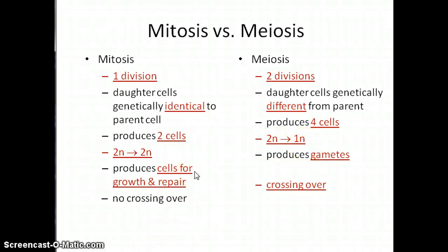Mitosis, the whole purpose of it is to produce cells for growth or repair. There is no crossing over. Whereas in meiosis, the reason that we have it is to produce gametes. And there's, in humans, a very big difference of when the production of gametes occurs: in males throughout adult life, and in females before birth. And again, in meiosis, there is crossing over.